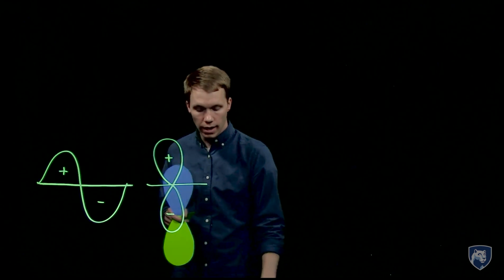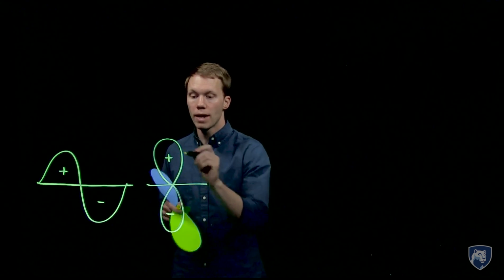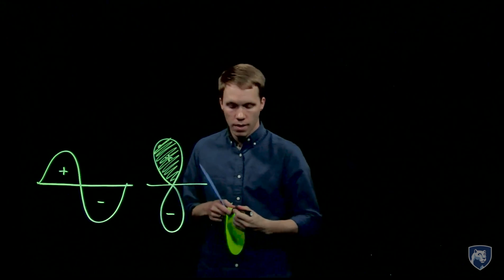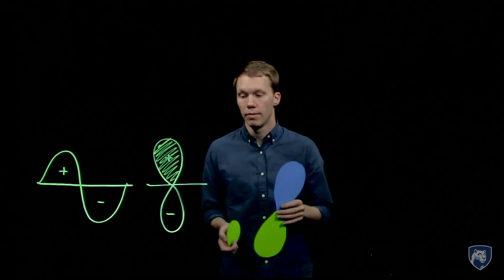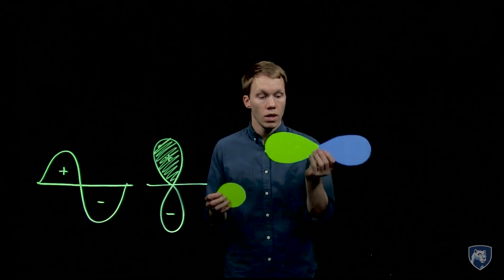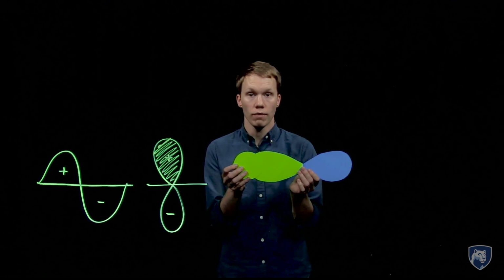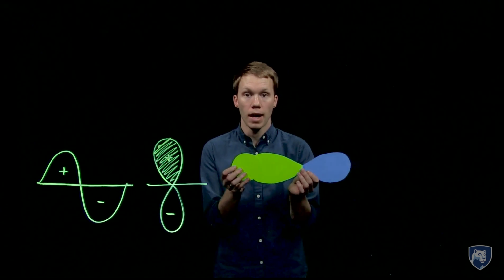And in these pictures, we could use different colors, or we might use shading. So one lobe might be shaded and the other may not. So that's another way of indicating those differences while you're drawing them. So we must have like phases come together in order to form a constructive overlap here and a bond.